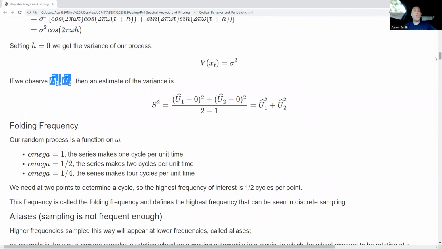All right, so now let's talk about the folding frequency. A random process is a function on omega. Omega is a fixed number. It's a parameter. It's not random for our purpose. If omega is equal to 1, the series makes 1 cycle per unit time. If omega is equal to a half, it makes 2 cycles per unit time. If omega is equal to 1/4, it makes 4 cycles per unit time, and so on. So this is going to be important to us.